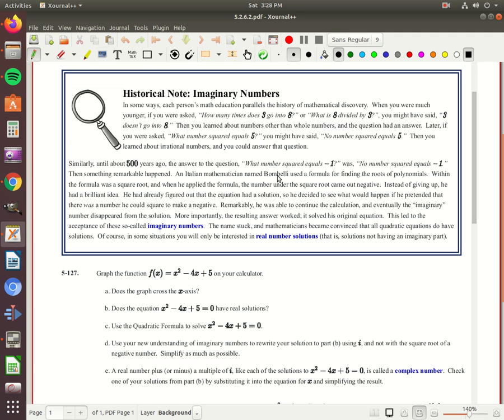The mathematician Bombelli used a formula for finding roots of polynomials. Within the formula was a square root. When he applied the formula, the number under the square root came out negative. Instead of giving up, he had a brilliant idea.